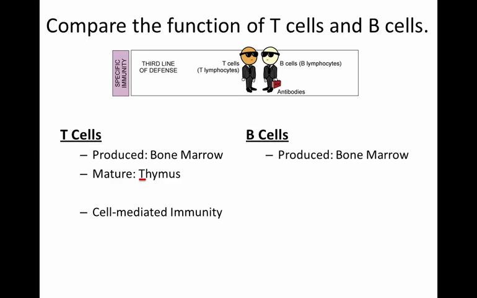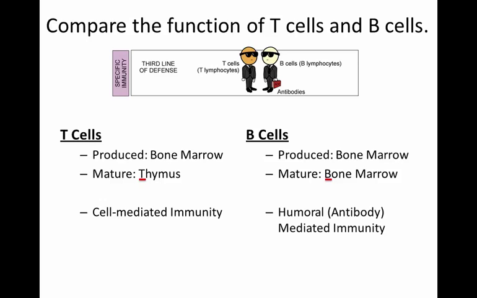B cells are also produced in bone marrow like all blood cells. However, they also mature in the bone marrow, and bone starts with B, hence the term B cells versus T cells. They're different from T cells, though, because they are involved in humoral or antibody-mediated immunity. B cells ultimately make antibodies, which is where you get the term antibody-mediated immunity from.